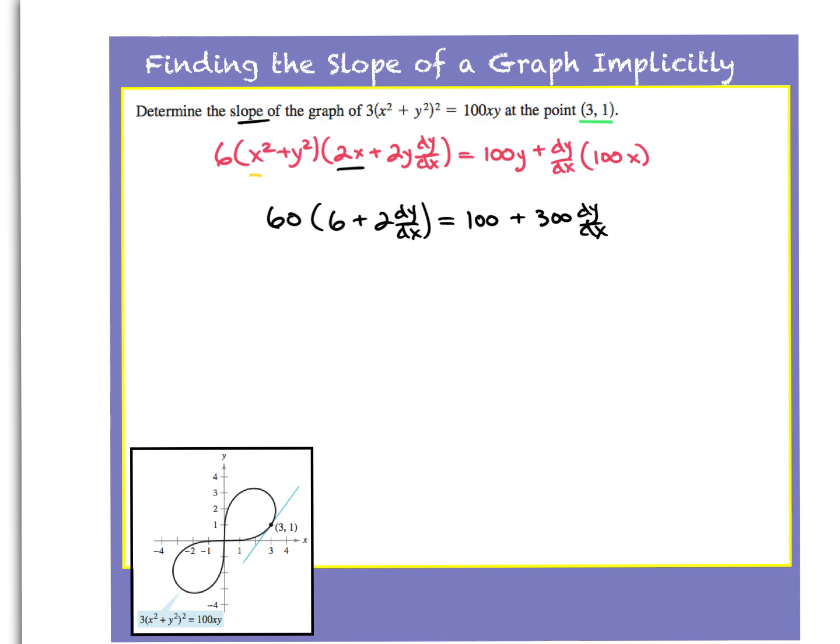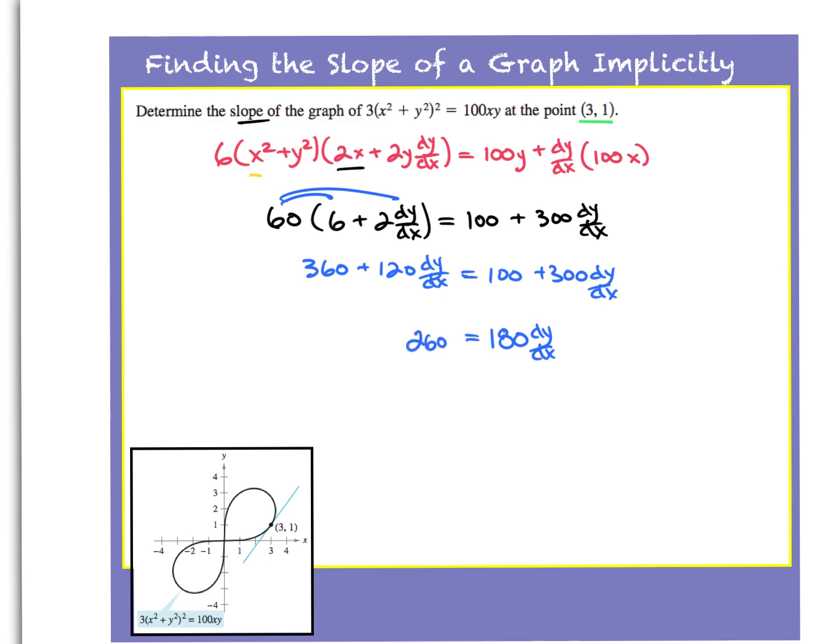However, what do we have to do with this 60 still? Distribute it in. All right, and so now we'd end up with 360 plus 120 dy/dx is equal to 100 plus 300 dy/dx. Now, I personally would move my dy/dx's over to the right to keep them positive. So how many dy/dx's do I have on the right now? 180 dy/dx is equal to, I'd move my constants over to the left, so I'd get what?